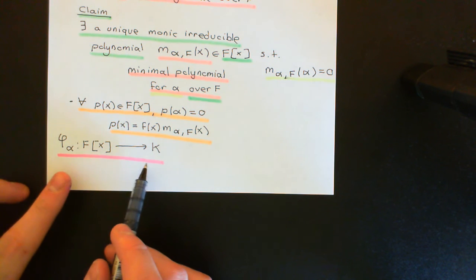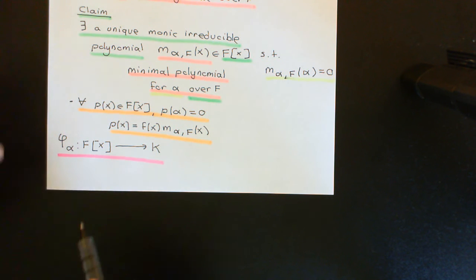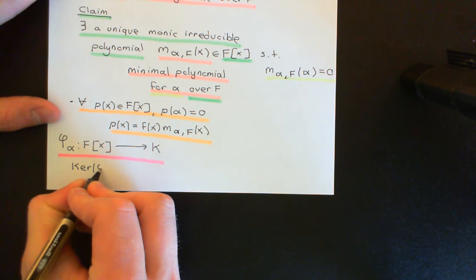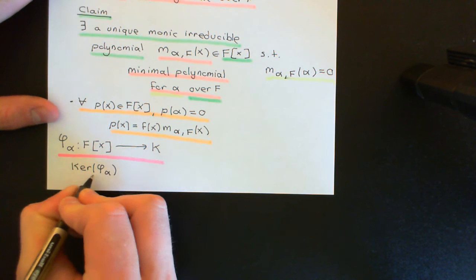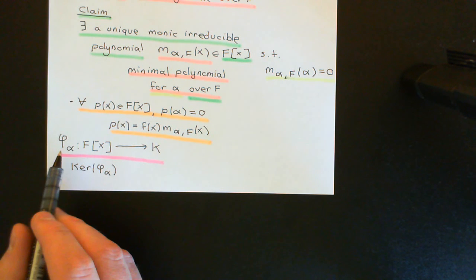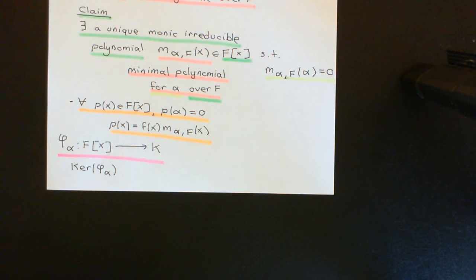Now, because this is a ring homomorphism, the kernel of this must be some ideal within here. So we're going to consider the kernel of this ring homomorphism. And why are we so interested in the kernel of this ring homomorphism? Well, the kernel of this ring homomorphism is going to be all of the polynomials which are mapped onto the additive identity here.